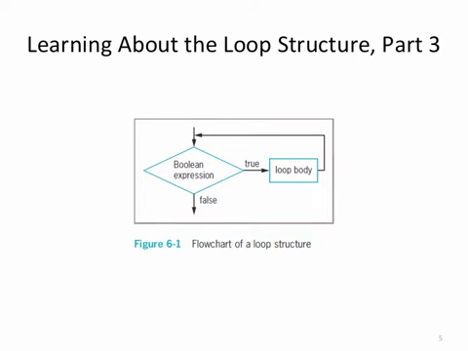Here's what that might look like. In the for loop, in the flowchart, some Boolean expression. If it's true, the loop continues. Otherwise, it continues on with the program.